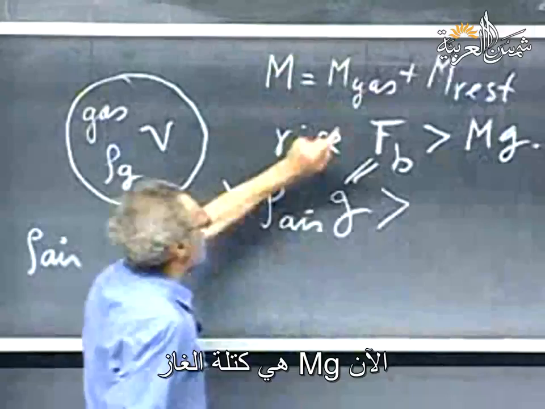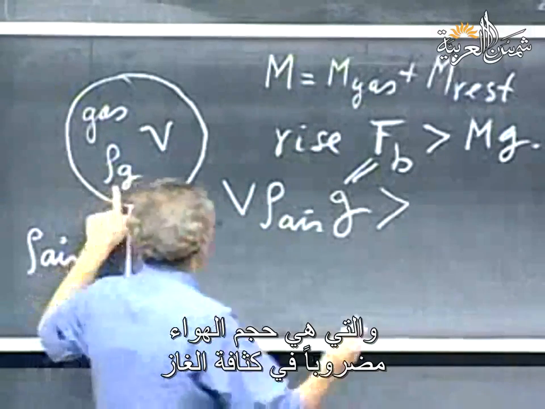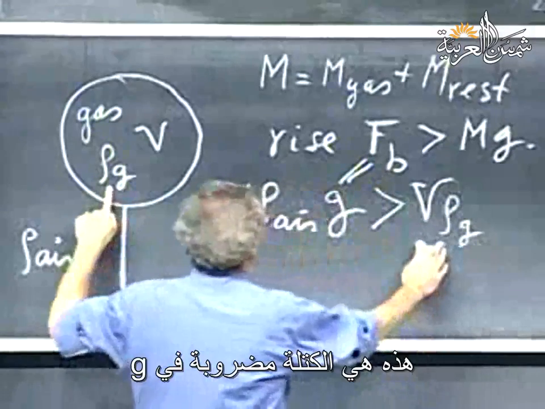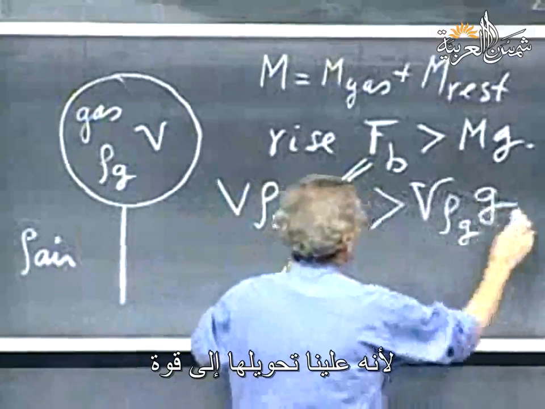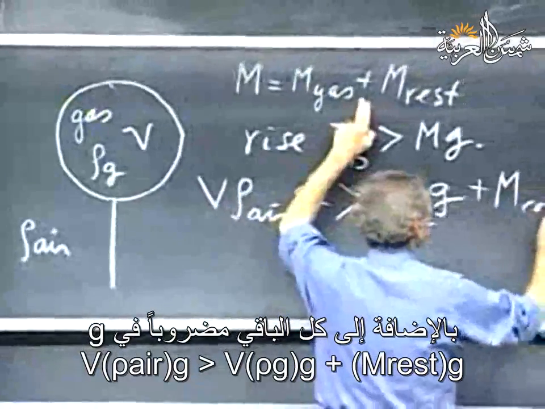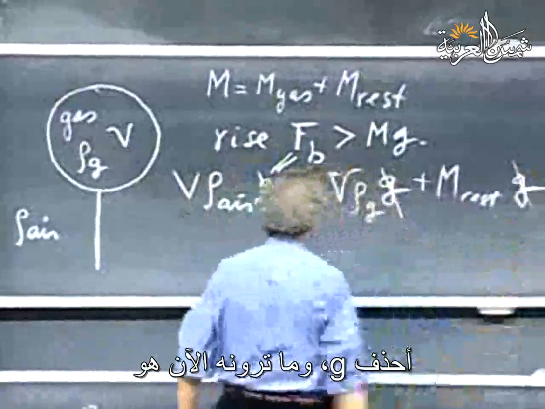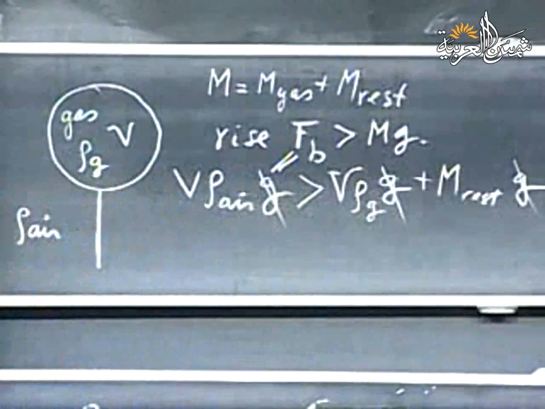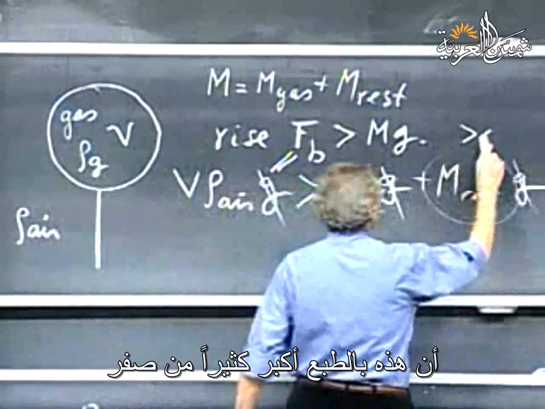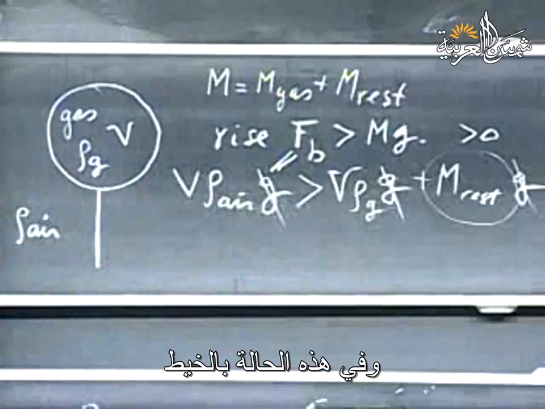Now mg is the mass of the gas, which is the volume of the gas times the density of the gas, that's the mass, times g, because we have to convert it to a force, plus all the rest, times g. And what you see is that this, of course, is always larger than zero. There's always some mass associated with the skin, and in this case with the string.